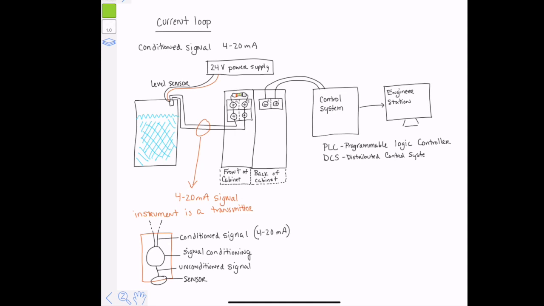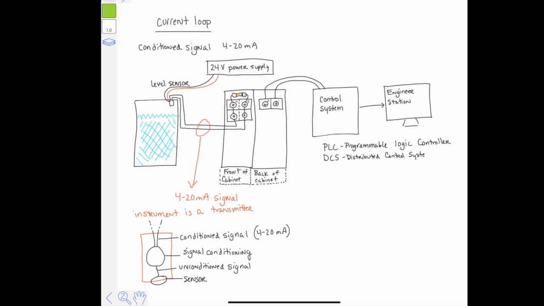These wires go to the control system, and the control system can either be a PLC or a DCS, where PLC stands for Programmable Logic Controller and DCS stands for Distributed Control System. The level sensor shown here contains a sensor which transmits the unconditioned signal to the signal conditioner, which transmits a conditioned signal output, and that is the 4 to 20 milliamp signal.